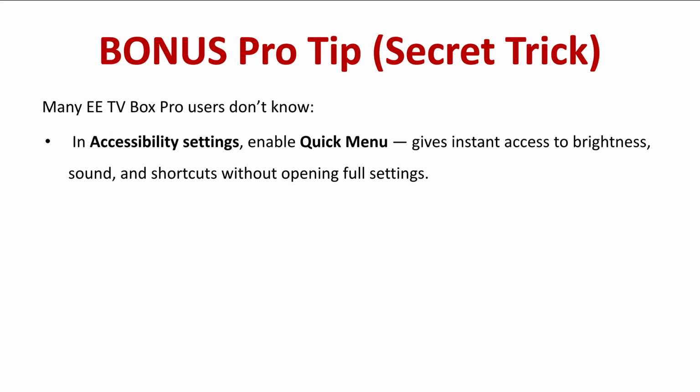Bonus pro tip many EE Box Pro users don't know. In accessibility settings, enable quick menu. It gives instant access to brightness, sound and shortcuts without opening the full settings.